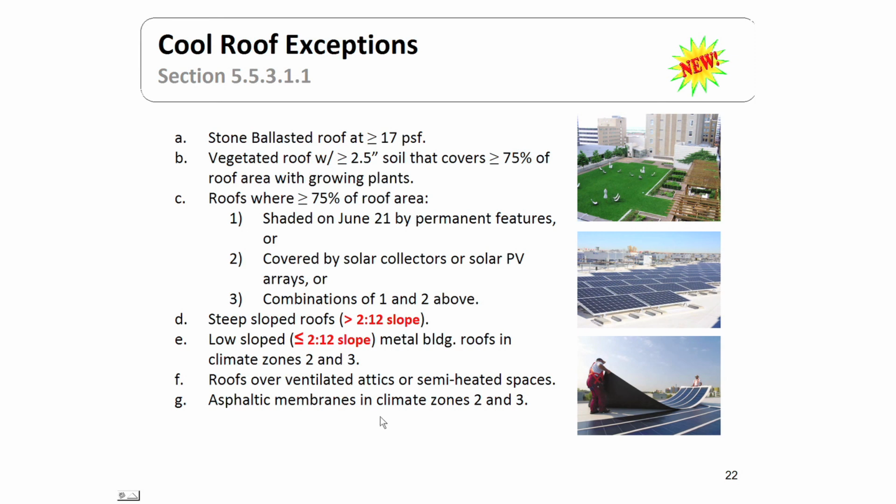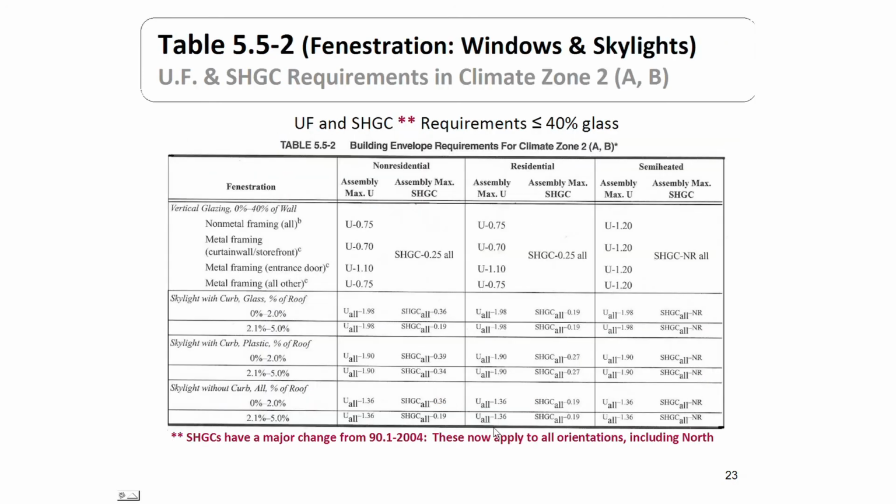If your roof is over a ventilated attic or a semi-heated space, that would be exempt. If you're using asphaltic membranes in climate zones 2 and 3, those are exempt. Now this is the lower half of that table. Table 5.5-2 again, that's for the Houston, Austin area.